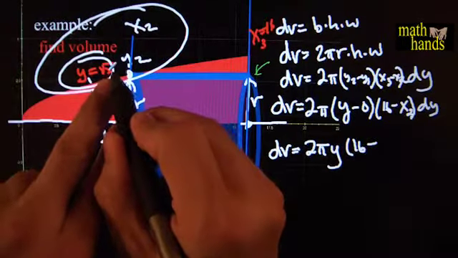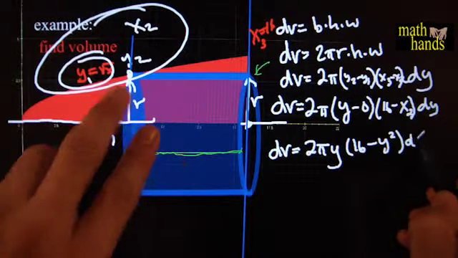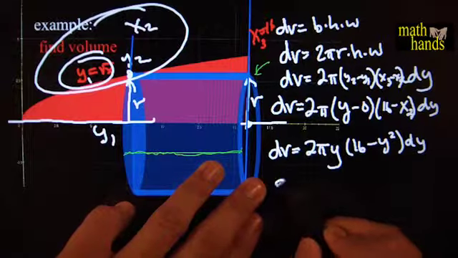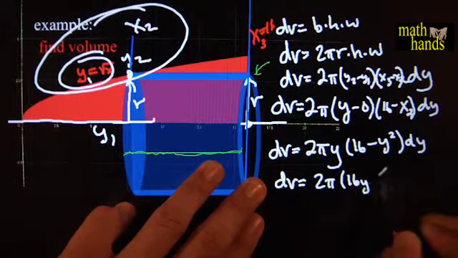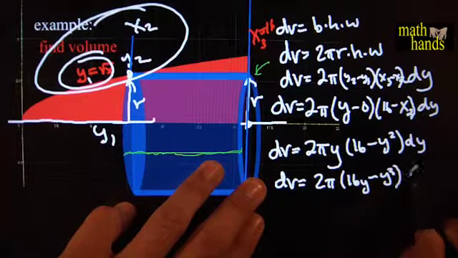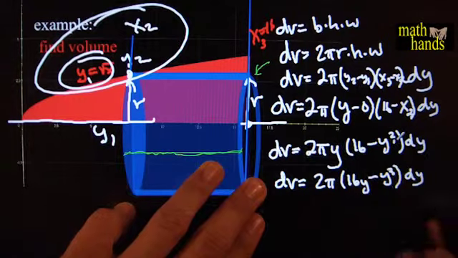Alright, it's time to do the exchange here. X here would be equal to y squared times dy. And then I've got dV is equal to 2 pi times 16y minus y to the third times dy. So I took this y and I distributed it: 16y, y to the third.